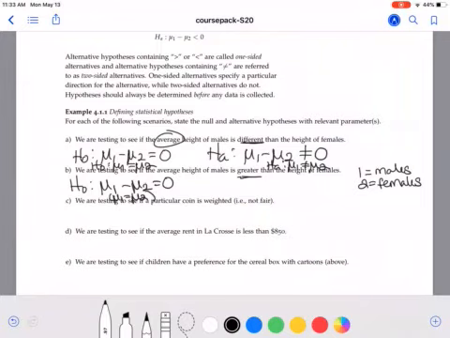And now I want to know if the height of the males is greater. So my alternative hypothesis will be that mu1 minus mu2 is greater than 0. That is the same as saying mu1 is greater than mu2, and I called group 1 the males.